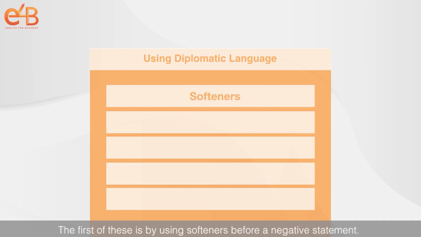The first of these is by using softeners before a negative statement. So, instead of simply saying something negative, you can use softeners to make it more diplomatic. Some of the softeners you can use include I'm afraid, it appears, it seems. Rather than simply saying, you misunderstood the question, by using a softener, we could say, it seems you misunderstood the question. This lessens the impact of the negative statement and stops it sounding so direct.